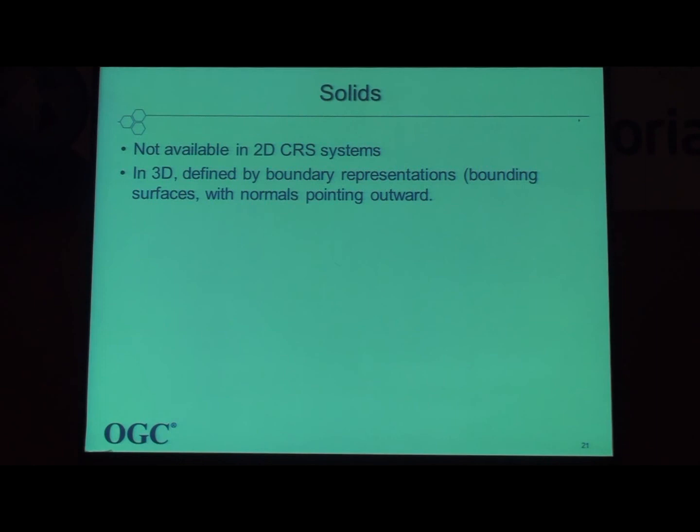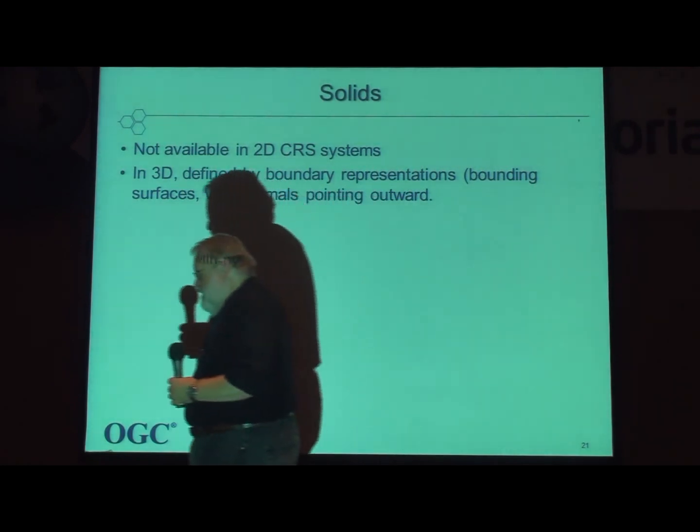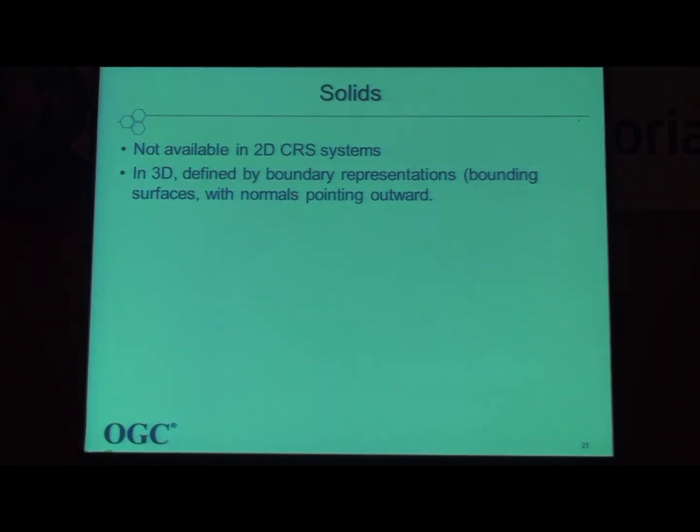Okay, obviously, we have to play little games here. Solids are obviously not available in a 2D CRS. Doesn't make any sense. Now, a lot of 2D CRSs are extended to 3D by giving you an elevation. The problem is the elevation axes are not parallel to one another because the Earth is curved. So as you move up, you don't preserve distances.